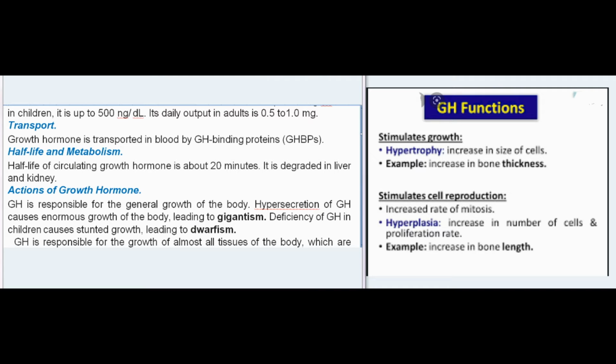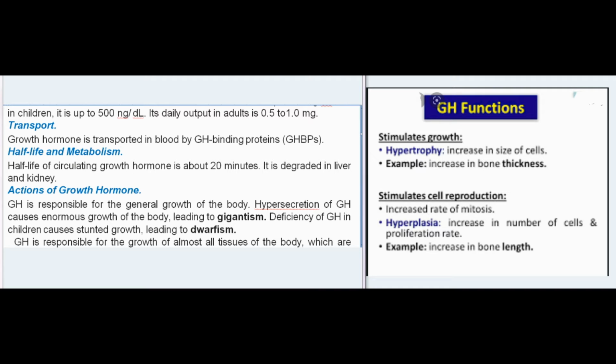Transport. Growth hormone is transported in blood by GH-binding proteins, GHBPs. Half-life and metabolism. Half-life of circulating growth hormone is about 20 minutes. It is degraded in liver and kidney. Actions of growth hormone. GH is responsible for the general growth of the body.